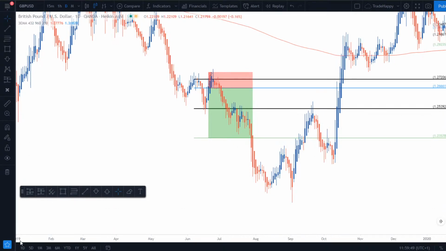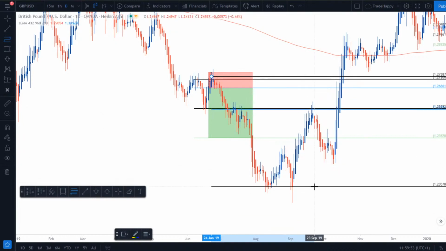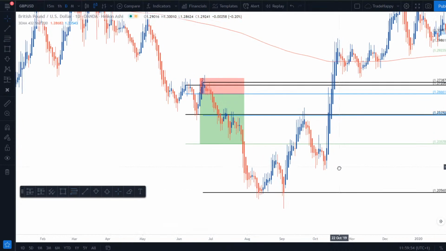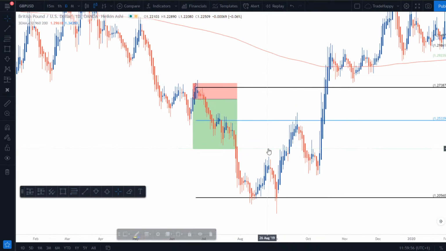So let's see if we can find a profitable one now. This could be one, I'm not sure. So let's just get rid of this one.